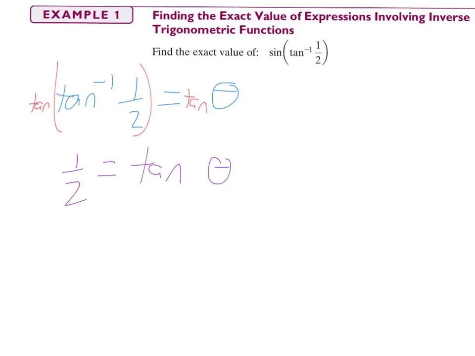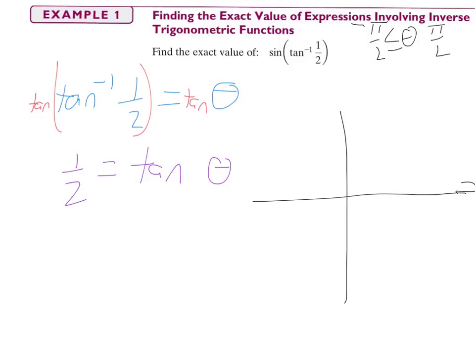So you need to figure out what angle gives you a tangent value of 1/2. If you don't know the angles off the top of your head, what you can do is just draw it out on the coordinate plane. Remember, tangent inverse is defined from negative pi over 2 to pi over 2. So it's defined in the first and fourth quadrant. And since tangent is positive, we know it's in the first quadrant. So we're going to find the angle that gives you a tangent of 1/2 using the coordinate plane, and then find the sine value of that angle, because after all, we're looking for the sine of whatever angle we get here.